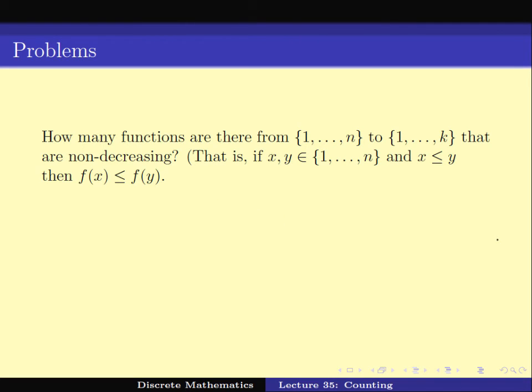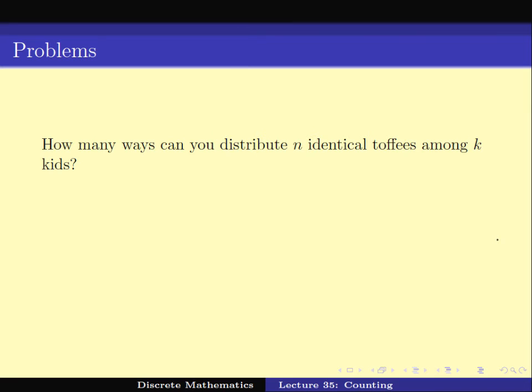Now let's move on to the third problem. The third problem is easy. How many ways can you distribute n identical toffees among k kids? And this is again, I have done this calculation many times, n plus k minus 1 factorial divided by k minus 1 factorial times n factorial.